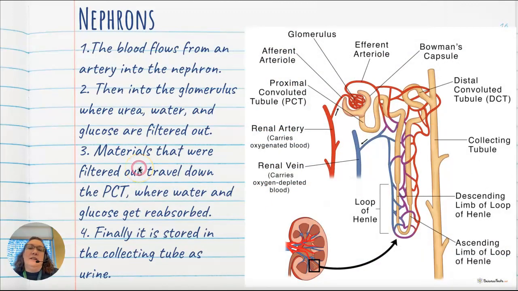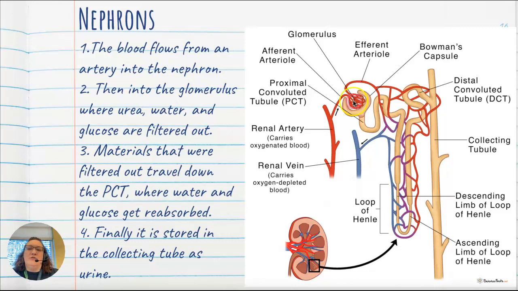So inside of the kidneys, you have the nephrons. Blood flows in from an artery into the nephron. The blood goes to this part right here called the glomerulus. So the blood flows into the glomerulus, which is where urea, water, and glucose get filtered out. The urea goes to one place, the water and the glucose go to another.